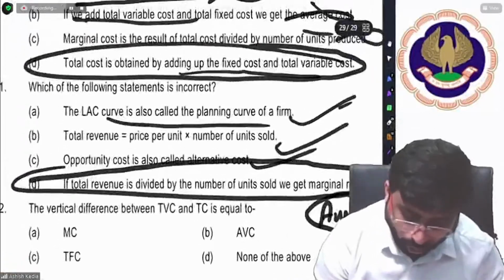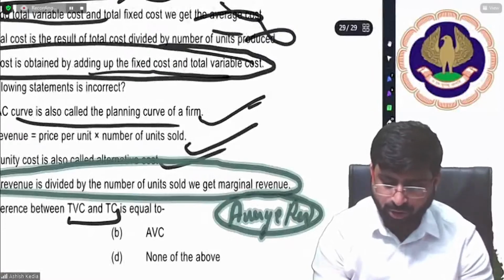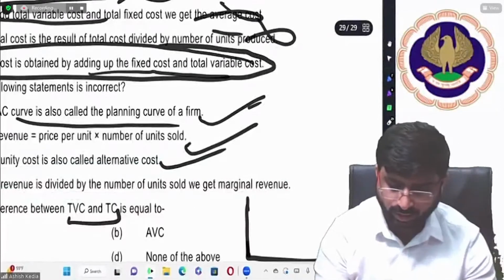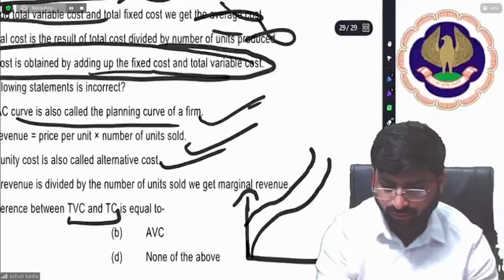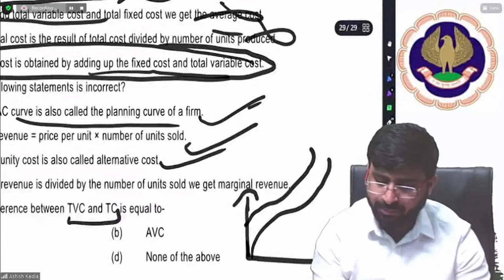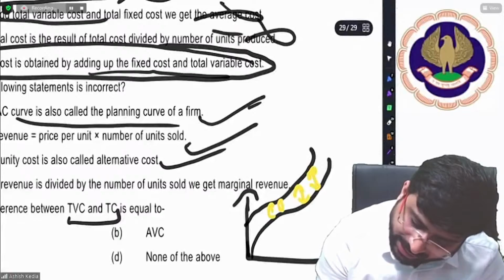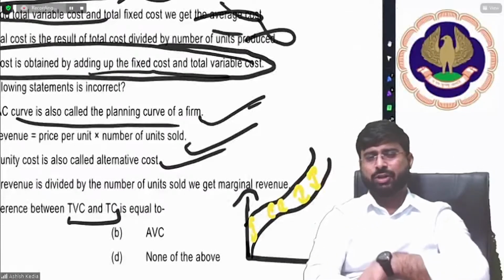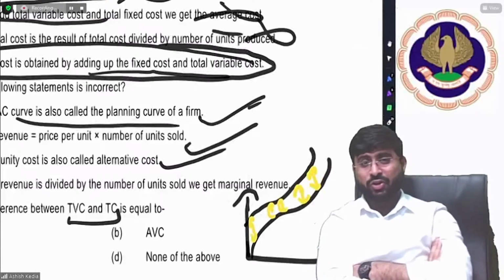Finally, the vertical difference between TVC and TC. What does it mean? Let me draw the graph for you. The TVC curve is somewhat like this, and the TC curve is somewhat like this. They have the same shape, but there is a constant difference between them. Why do you think that gap persists? Waiting for your answers.